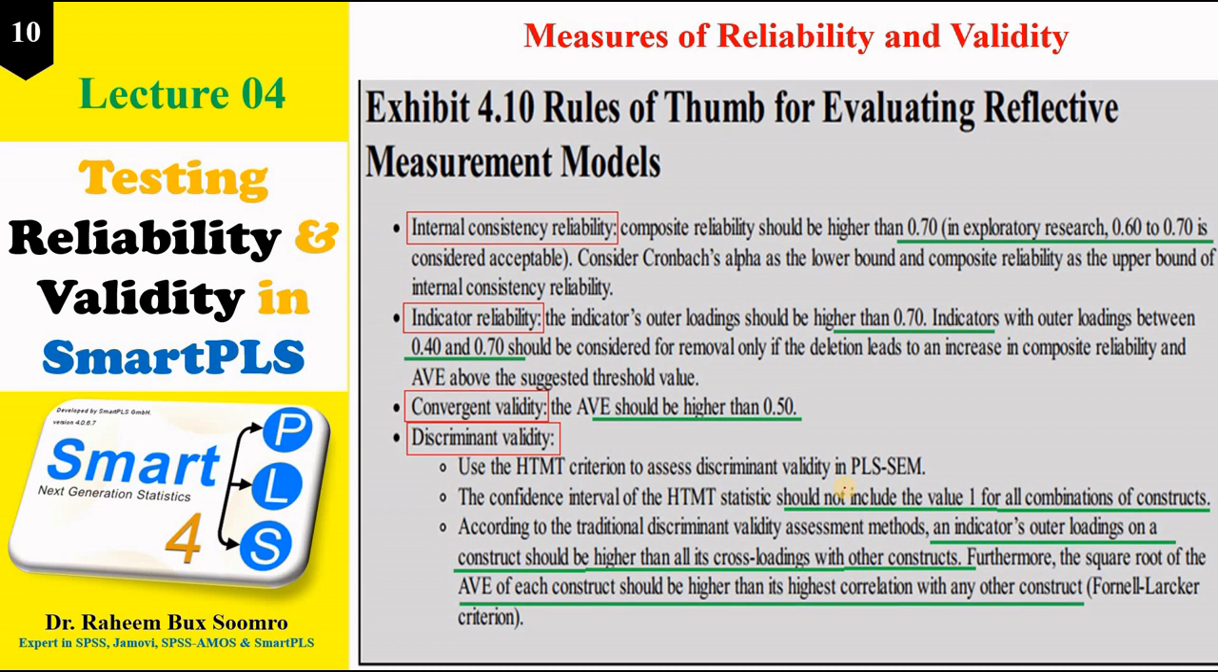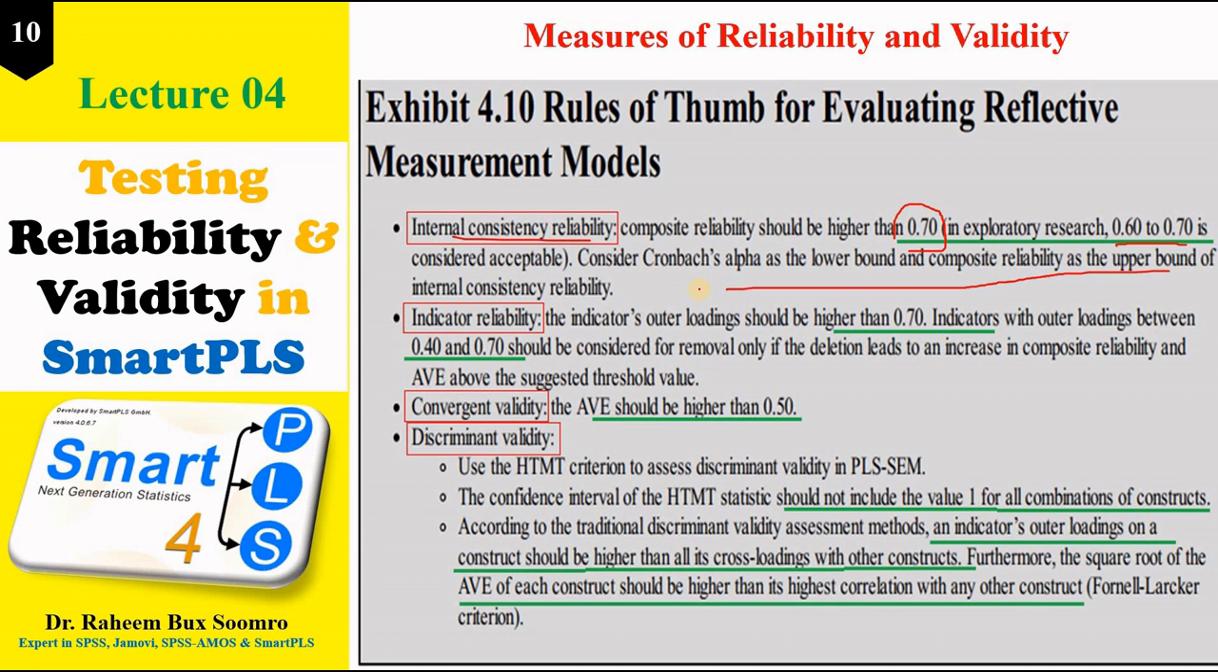Now, measures of reliability. The first thing is internal consistency. It can be computed with the help of Cronbach's alpha, and if the value is 0.7 and above, then the reliability has been established. But with some exceptions: if you are working on exploratory research, then 0.6 to 0.7 is even acceptable. Cronbach's alpha is the lower bound and composite reliability is the upper bound of the internal consistency.